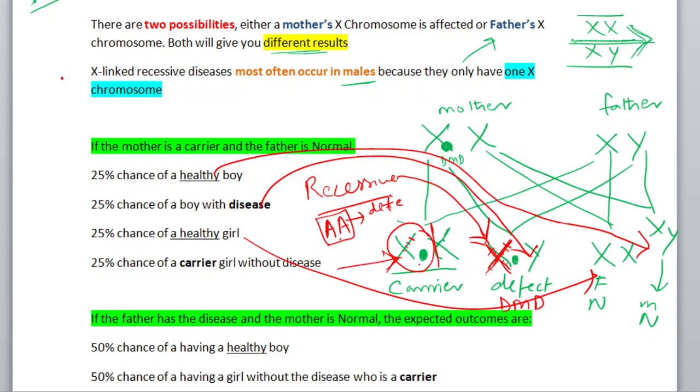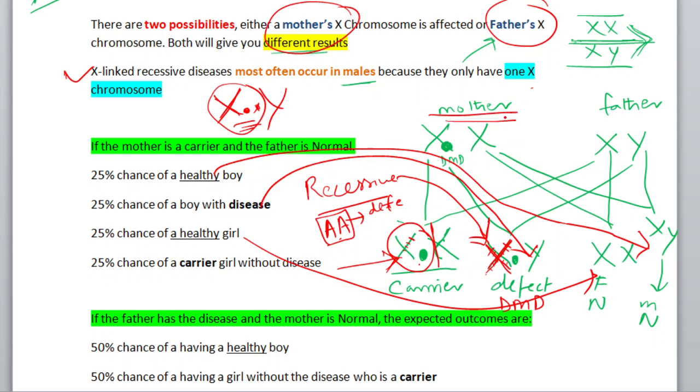Okay. Now let's reach this point again. X-linked recessive disease most often occurs in males because they only have one X chromosome. So all they need is one defective X. They don't need another copy. So they are at far greater risk than females of being affected, because they have only one X chromosome. So that's why it is really important to know whether the father is affected or the mother is affected. In this case, the mother was defective.